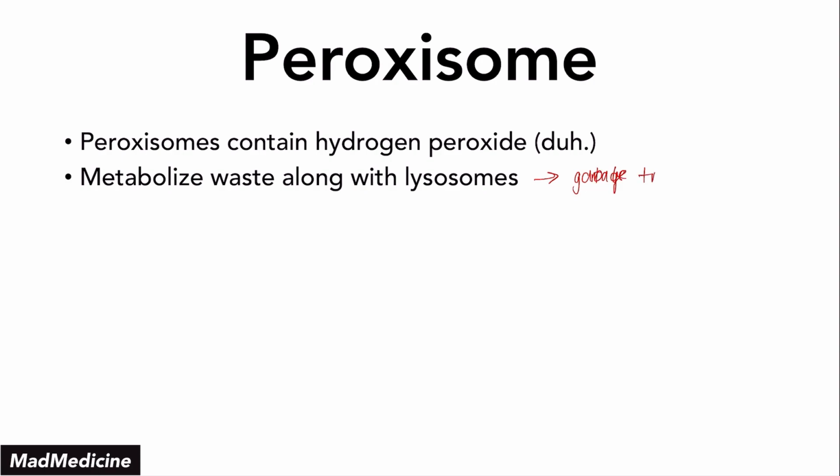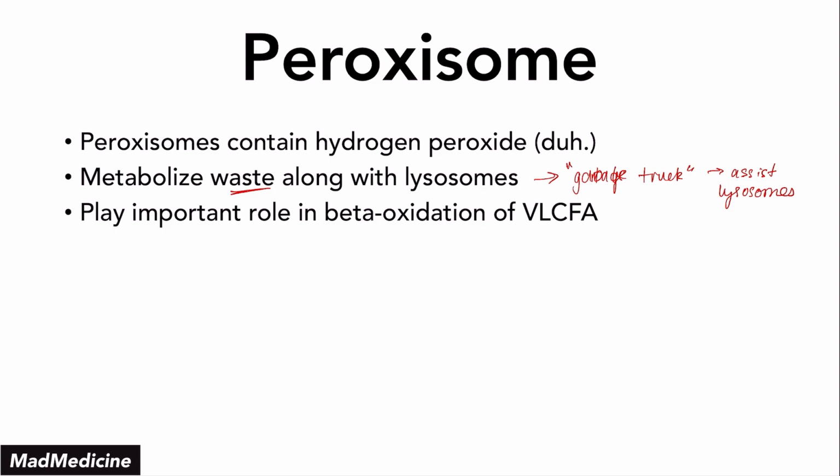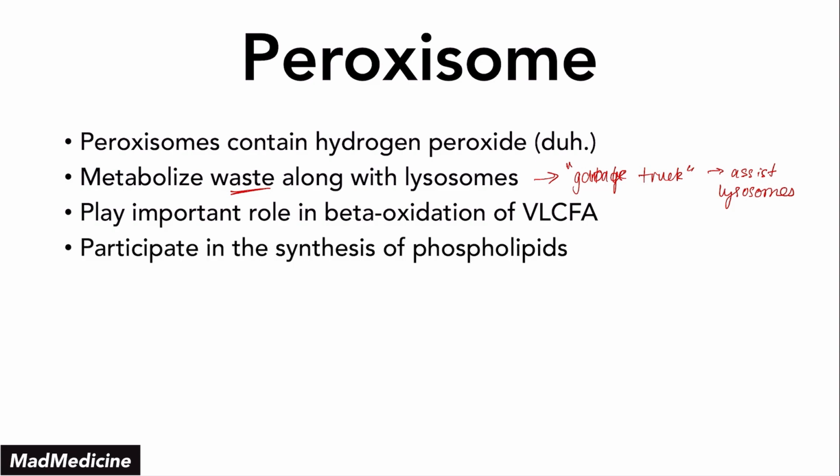Can't spell. Garbage truck. They assist lysosomes in removing this waste that we have, especially the metabolic waste. They play an important role in beta oxidation of very long-chain fatty acids, and they are also involved in the synthesis of phospholipids. All right, very important. High-yield concept. I think we covered peroxisomes pretty well.